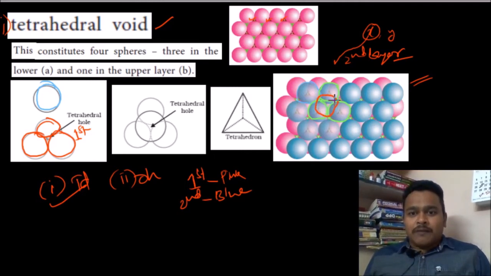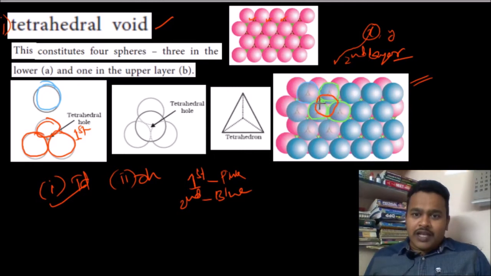Above 3, below 1. Otherwise, below 3, above 1. Any four spheres combined can form the tetrahedral void. How can you identify whether it is a tetrahedral void or not?